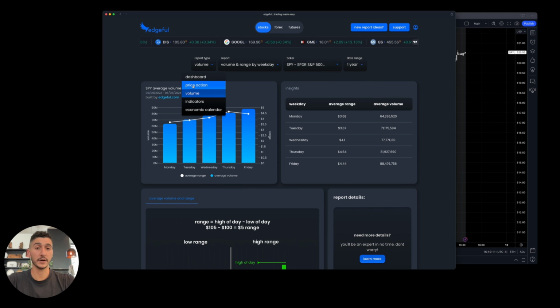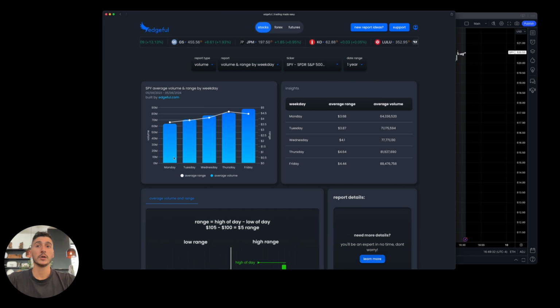I already made a video on the price action report type, and I'm going to make a video on the indicator report type. So make sure you look at those too, especially for an options trader. So I'm going to cover this one right here, volume and range by weekday. And what this shows is the average volume indicated by these blue bars and the average range by weekday.